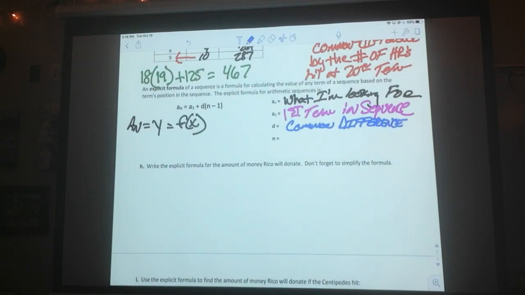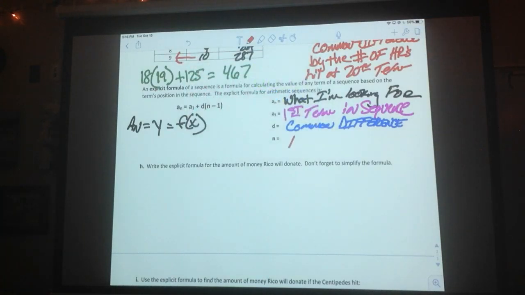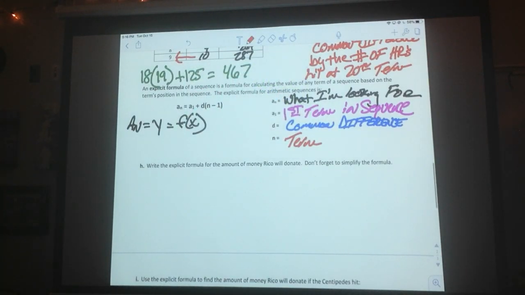And n is the term number I'm looking for. Okay? Slightly different than what I'm looking for. It's the term number I'm looking for.